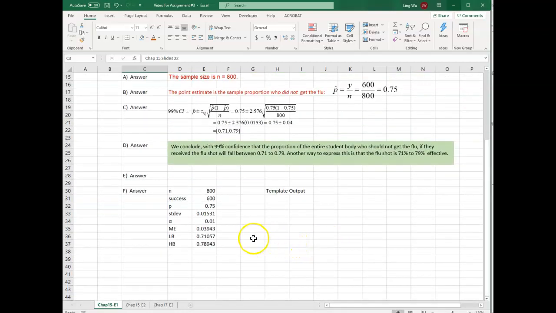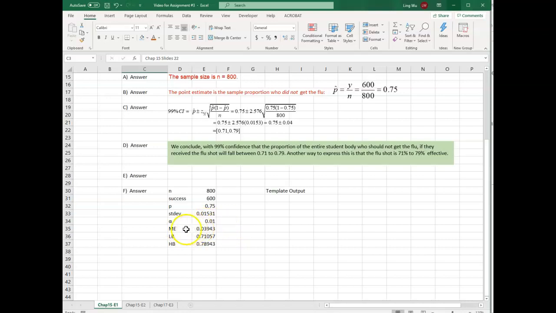There are 2 methods. One is we use the templates, which we'll talk about later. Another method is we do the calculation by ourselves. We know the n value is 800, successes is 600, and p is 600 divided by 800, which gives 0.75. For the standard deviation, remember we use p and q, divide by n, and take the square root. And since we want to calculate a 99% confidence interval, we set the alpha level to 0.01.